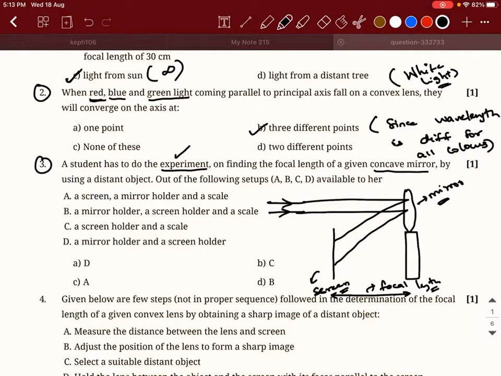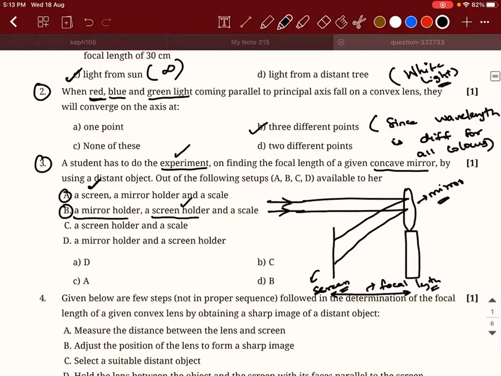But the thing is, out of A and B, which one is more appropriate? So here they told screen, a screen can't stand without a screen holder. So you need a mirror holder and a screen holder along with the scale. You're able to understand. So the difference between the first 2 points is they told only about the screen. A screen, if you try to hold it without a screen holder, it cannot be firm. So in order to achieve the firmness, we take option B. You need a mirror holder, a screen holder, and a scale.